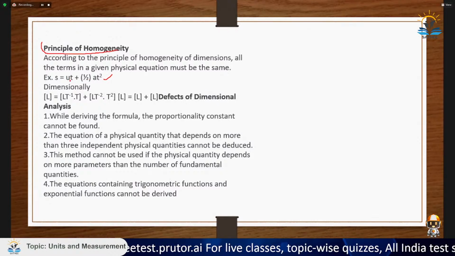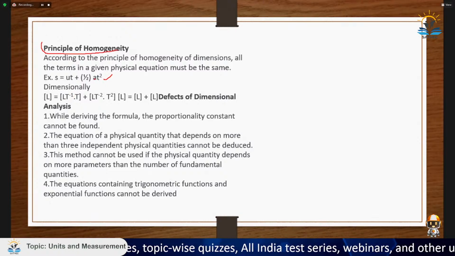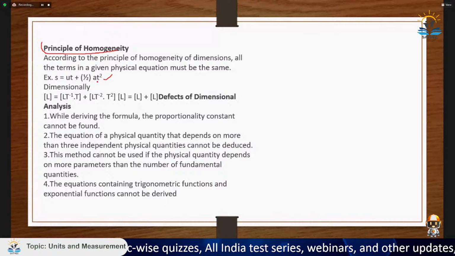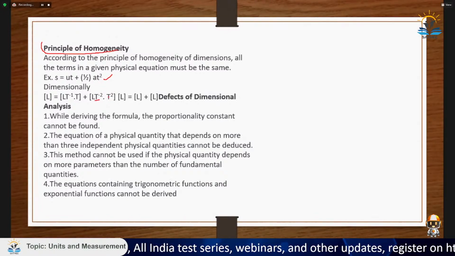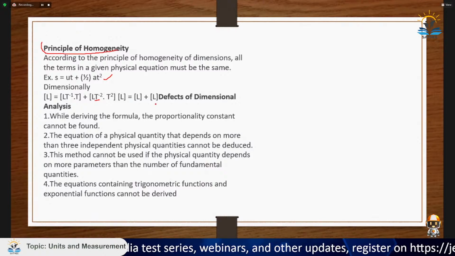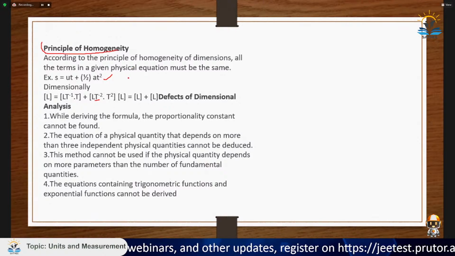We know that u is velocity, and the dimension of velocity is LT⁻¹, multiplied by time, which is T. So T⁻¹ and T will cancel, and you will get L. L is equal to L. This is okay. Now check the dimension of the next term. The dimension of acceleration is LT⁻² and the dimension of t² is T². So again, you will get L only. So L = L + L, which means the dimensions are satisfied. So you can easily do this.